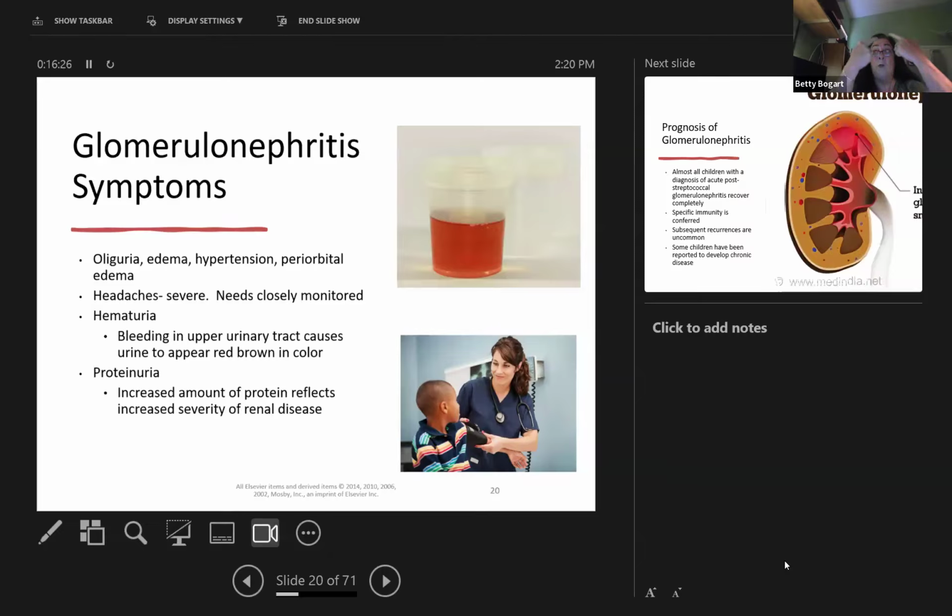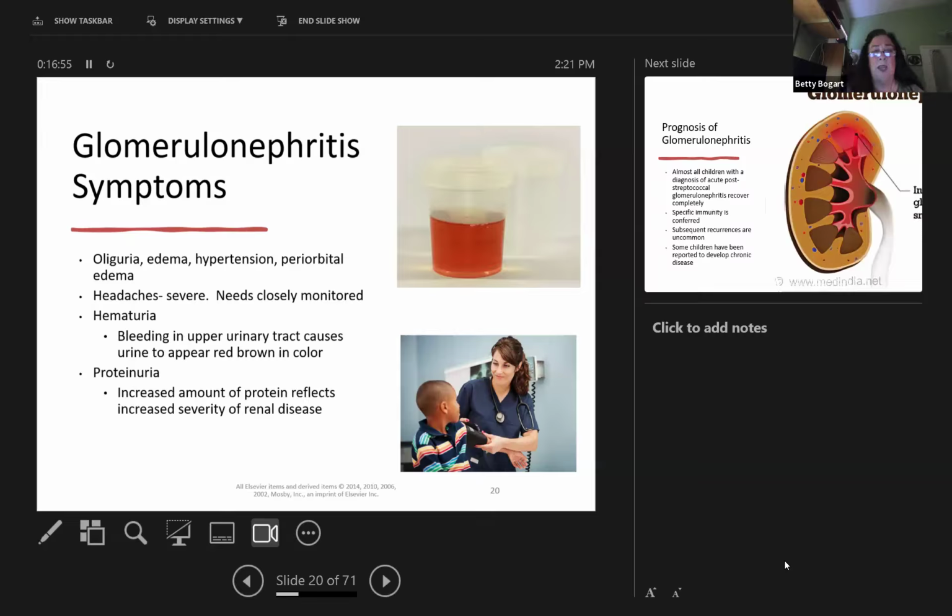Glomerulonephritis is periorbital edema. Nephrotic syndrome is generalized edema. These are things you need to know. Also, kidneys are always affecting blood pressure, right? So if you're gaining fluid, you're going to be hypertensive. You're hypertensive, you're going to get a headache. If you have severe headaches, it needs to be monitored very closely.